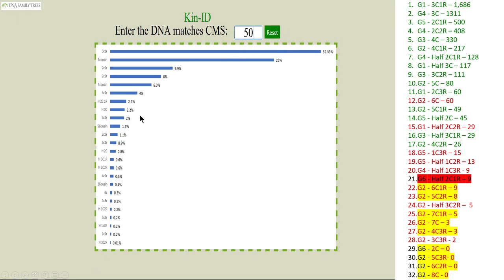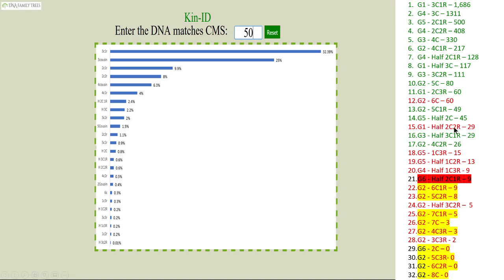I need to be looking, start here and work down in this order. Not this order. Well, I'm not going to say not this order. This is the order from the shared centimorgan tool. This is a different order through the KinID. The first 11 in this case are identical as far as the order. Now, I don't know if the percentages are the same or not, but the order in which they are the same here. Now, here's two more that are there.